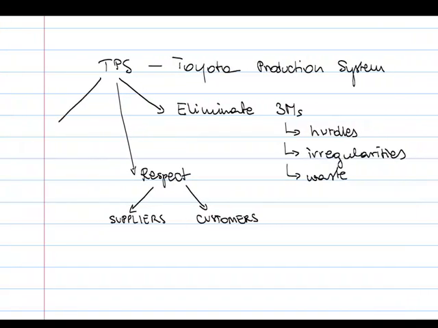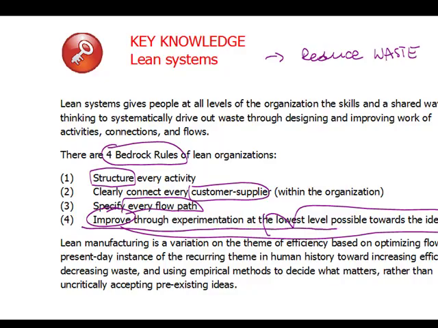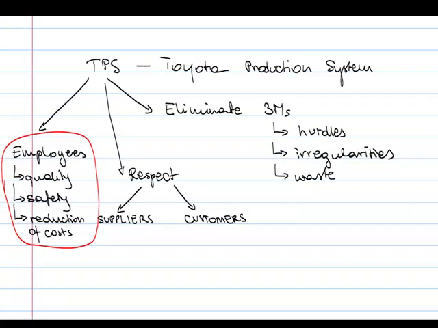Now, each employee is made responsible and is expected to take care of quality, safety, and reduction of costs. As you see, this refers to the improvement through experimentation at the lowest level possible. Every single employee needs to take care about quality, safety, and reduction of costs. That will ensure that the system works as planned.